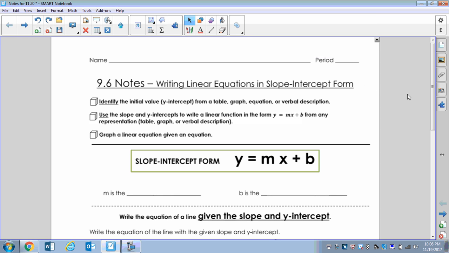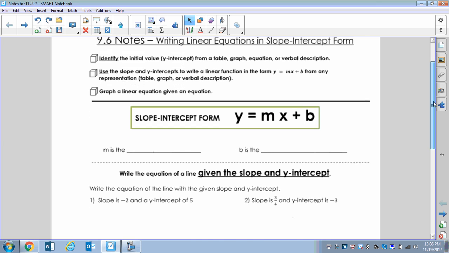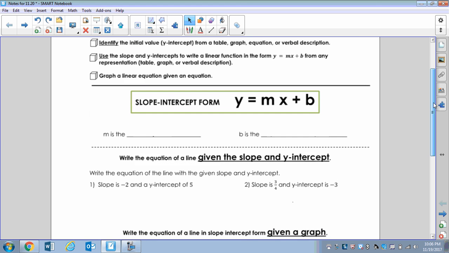Alright guys, so today we are going to be going over slope-intercept form. Slope-intercept form is a way of writing functions that helps us graph linear equations. Now most of you have already seen this first page, but what we're going to be looking at first is identifying the slope and the y-intercept.